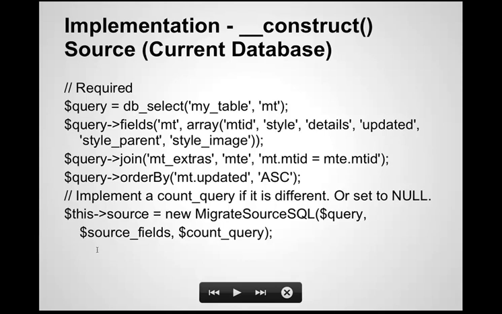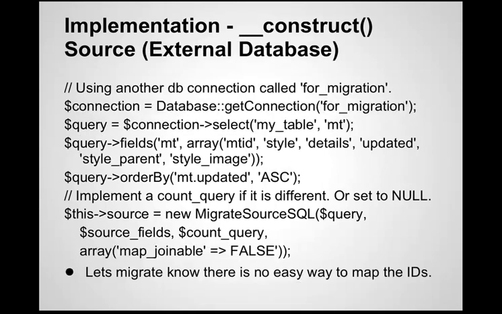If you're dealing with something that's external, it looks very similar, but it is a little bit different. First of all, you have to provide it some sort of connection to that other database. So that's what I have here: connection equals database get connection for migration. This is something that I've defined in my settings.php file. Just like how you can define databases default equals some stuff, you can have databases for migration default equals something. You can call it whatever you want and just change it here accordingly. And then your query starts looking the same, so you have query equals connection select at that point instead of DB select.